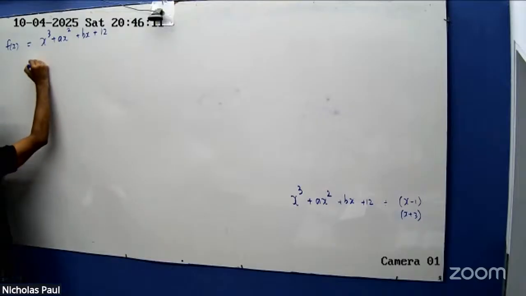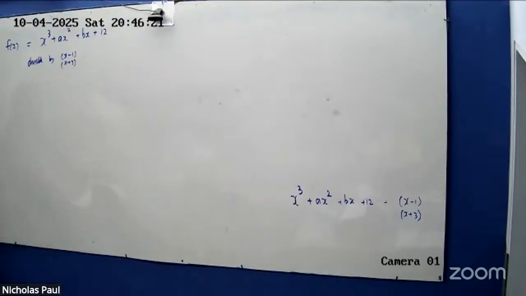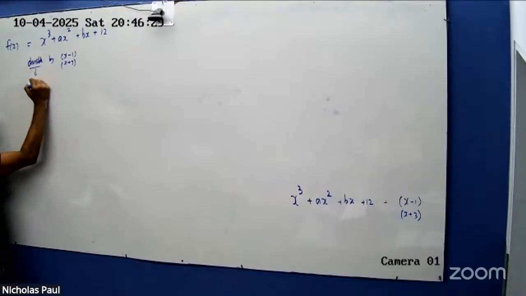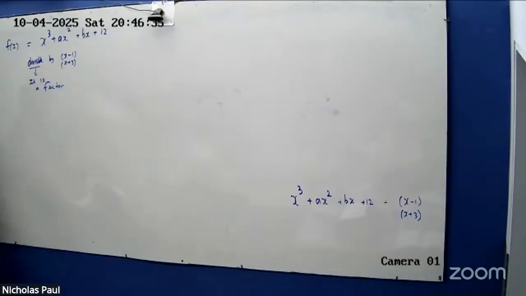So it said divisible by x minus 1, x plus 3. Right? What does divisible mean? It means that it's a factor. That's okay? And if we know it's a factor, what's the remainder?